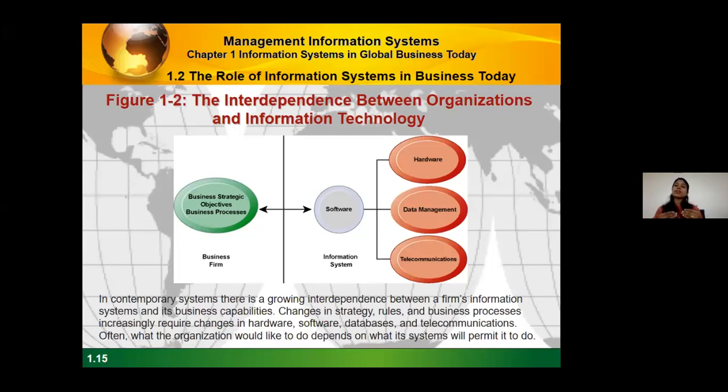And then once the system is introduced to the organization, how well you achieve your objectives and how efficient your business processes are heavily depends on the capabilities of your information system, right? So that is the two-way relationship that exists between these information systems and business firms, right? So I hope that part is clear to you. If you have any issues, you can ask, right?